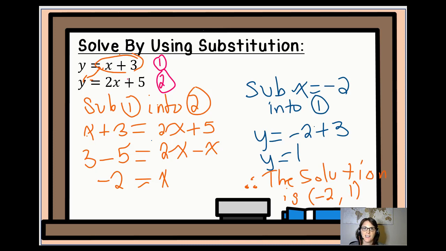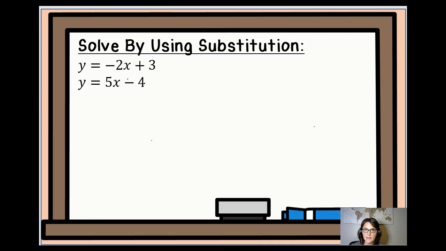Okay, let's look at our next example. Okay, so let's again start with labeling equation 1 and equation 2. So I have y equals -2x plus 3, I'm going to call that 1. And y equals 5x minus 4 is going to be equation number 2. So again, they're both rearranged into y equals mx plus b form. So I'm going to take the -2x plus 3 and I'm going to substitute it into equation number 2.